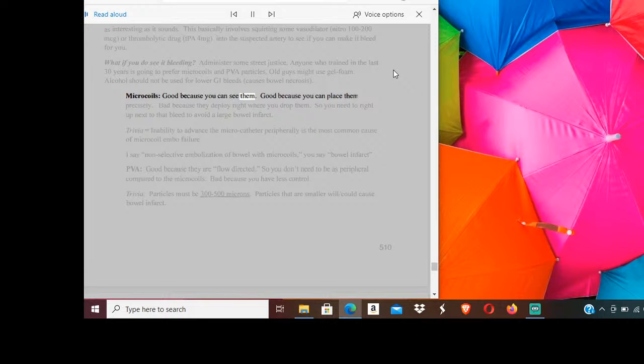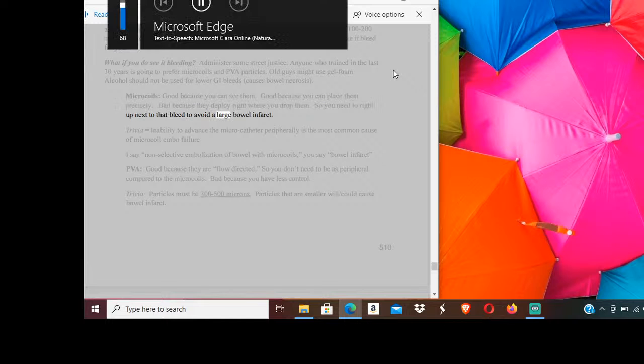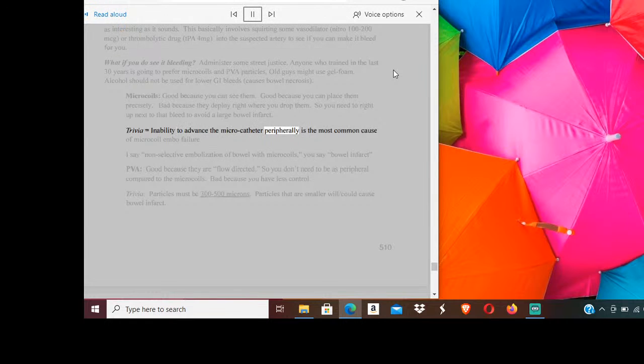Microcoils, good because you can see them. Good because you can place them precisely. Bad because they deploy right where you drop them, so you need to be right up next to that bleed to avoid a large bowel infarct. Trivia: inability to advance the microcatheter peripherally is the most common cause of microcoil embolization failure. I say non-selective embolization of bowel with microcoils, you say bowel infarct.